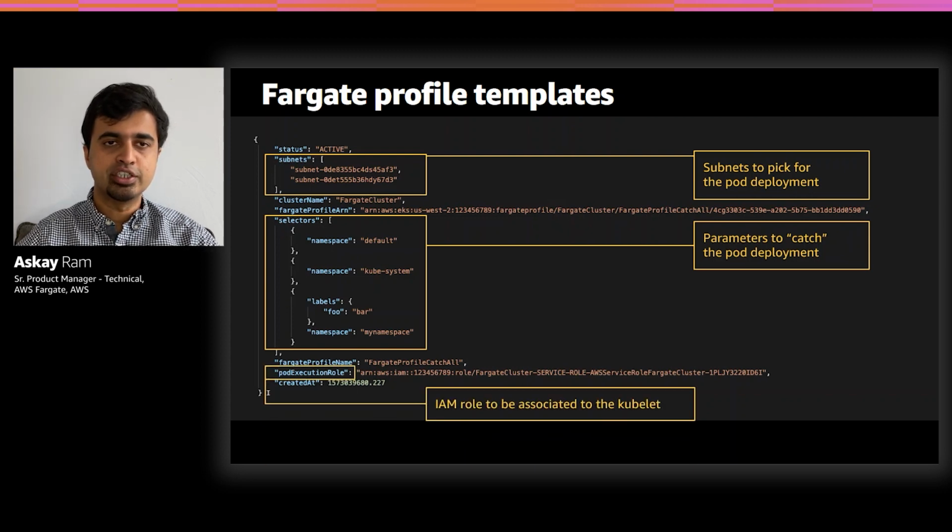And the IAM role is used by Fargate on actually the kubelet to do some housekeeping permissions, such as downloading a container image from Amazon ECR or pushing logs to CloudWatch logs. So given this is how the Fargate profile works, let's try to see how this all comes together.